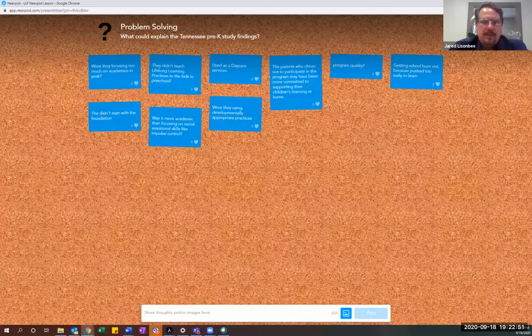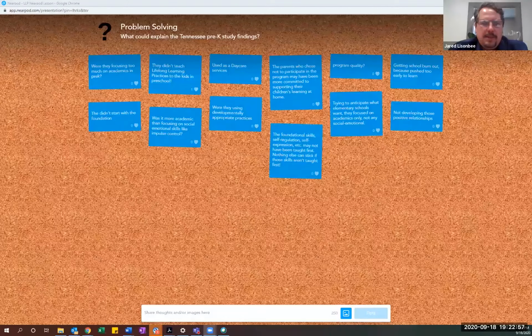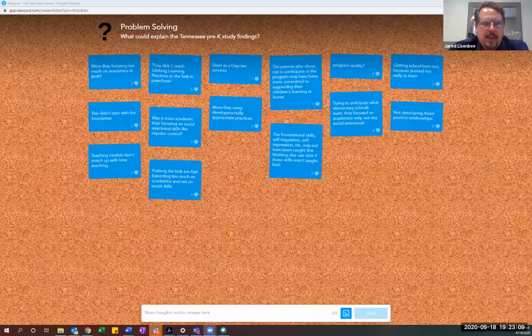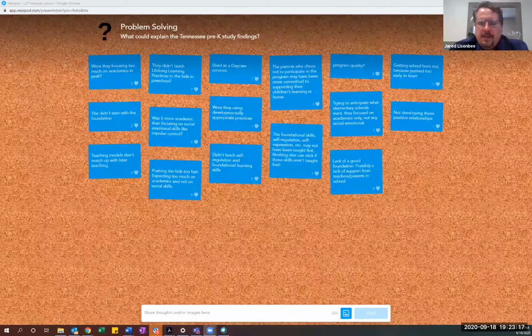Okay, so some of the ideas. Oh, and by the way, you see the little hearts down at the bottom? Somebody liked that they didn't teach lifelong learning practices to the kids in preschool. Did somebody read ahead? Anyway, you can go ahead and post comments. If you're not comfortable posting comments, feel free to just like the other comments. Okay, so they focus too much on academics in pre-K. But wait, we're supposed to focus on academics, but that's kind of interesting.